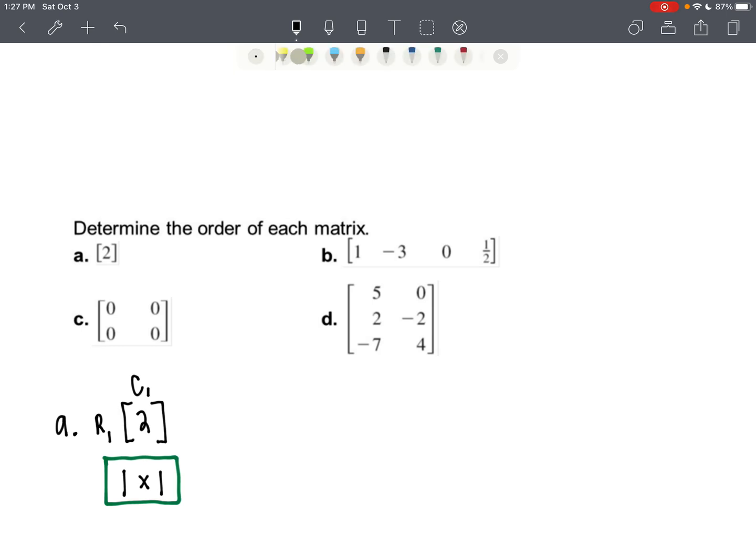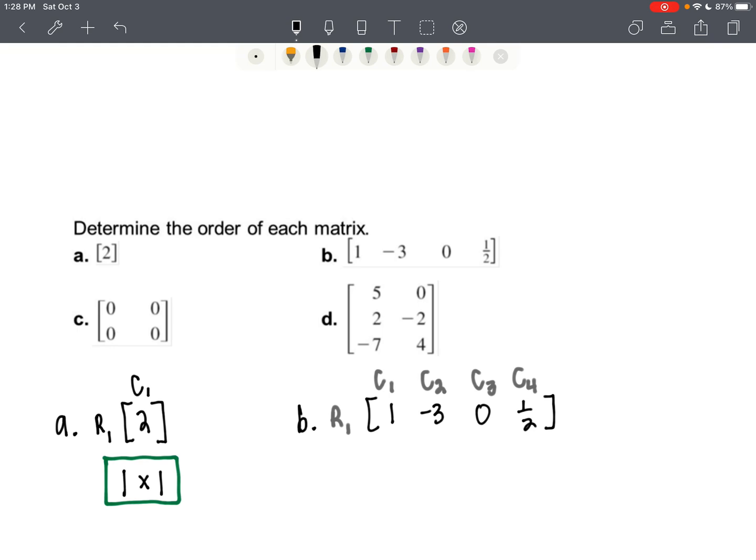Okay, the next one, 1, -3, 0, 1/2. This right here is 1 row. Rows are horizontal, so row 1, but then we have 4 columns. Column 1, column 2, column 3, column 4. So it's rows by columns. So 1 row by 4 columns. That's what the size, the dimensions, or the order would be.